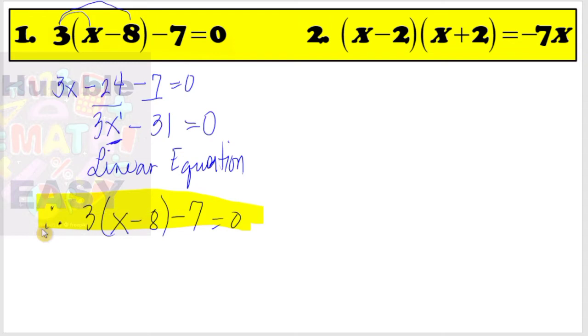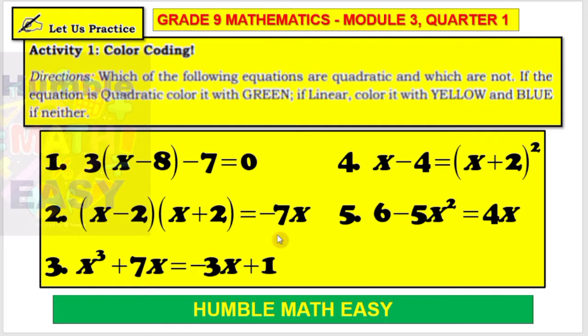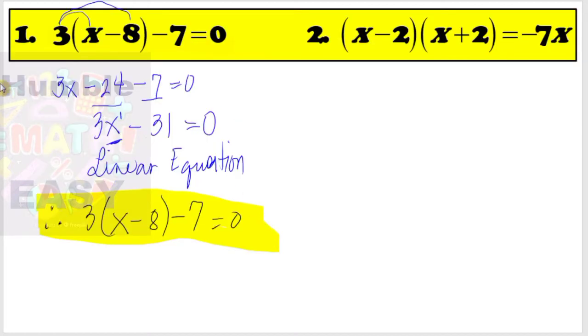Okay, let's recap. Mark it yellow if it is linear. Okay, so we have now that kind of problem. So let's proceed to number 2. The given now is x minus 2 times the quantity x plus 2 is equal to negative 7x. The first thing that we should do for this is to recall, looking at the given, that x minus y times x plus y is equal to x squared minus y squared. We have that kind of special product.